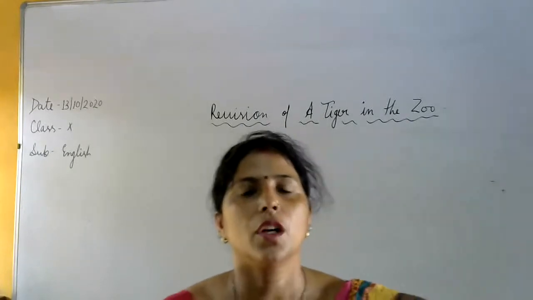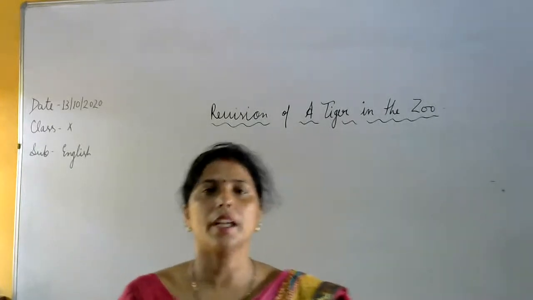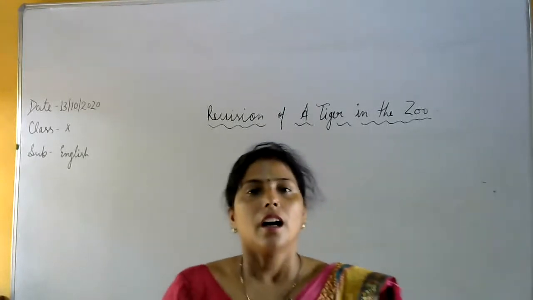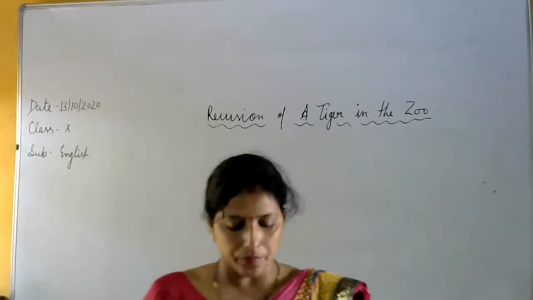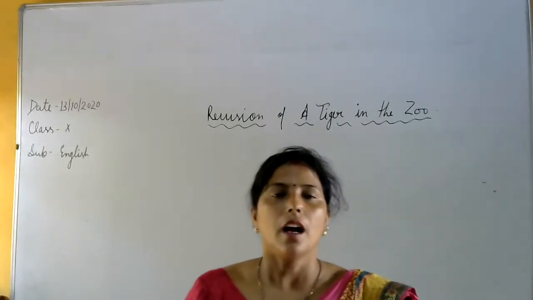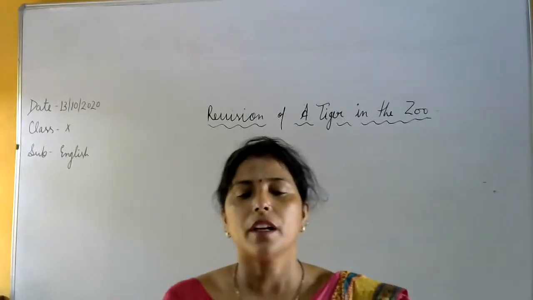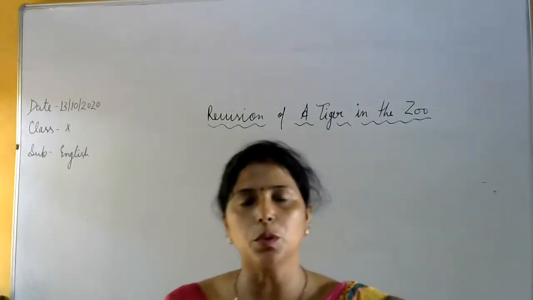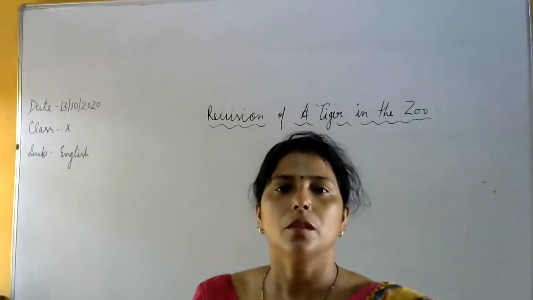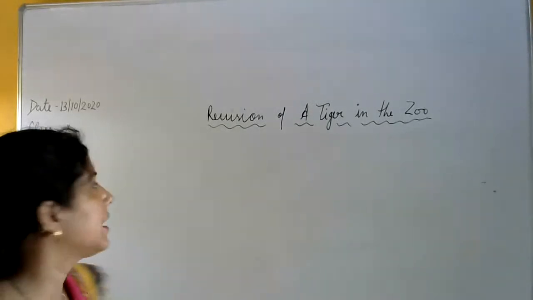Good morning, everyone. Today we will do the revision of "A Tiger in the Zoo". It is very important poetry in your class, and in this poem there are lots of extract-based questions. I have already taught you this poem, and today we will do the question-answers which are extract based on this poem. So let's start. Firstly, we will see the question.